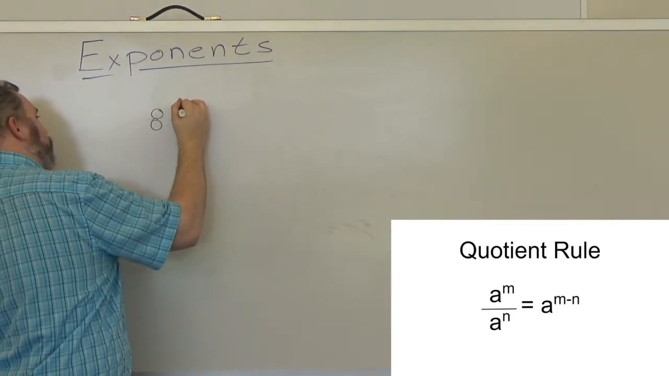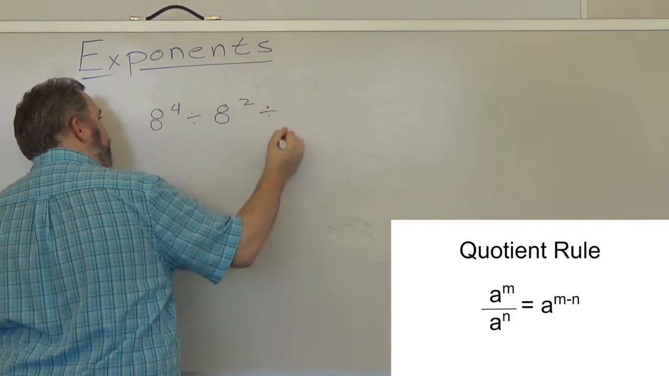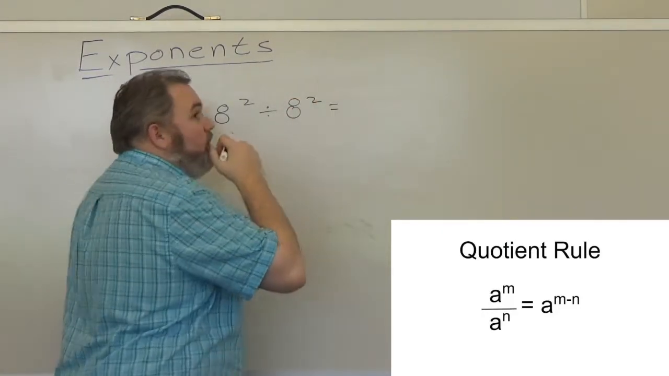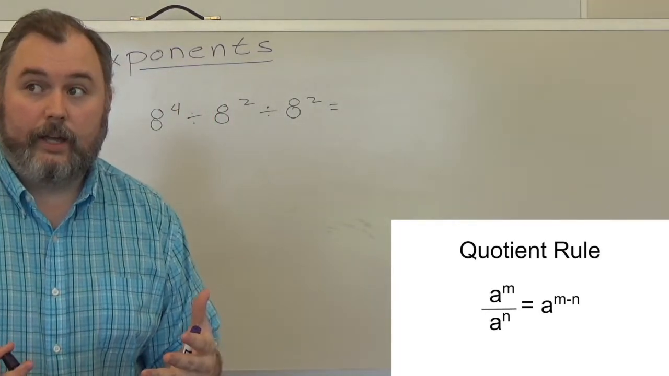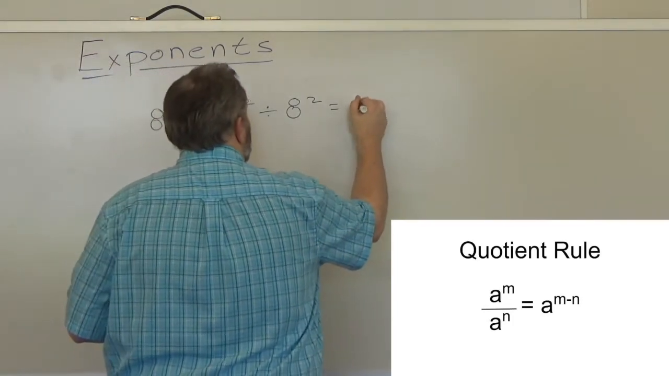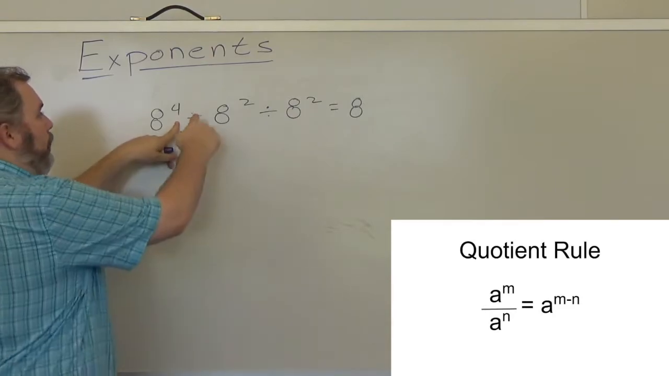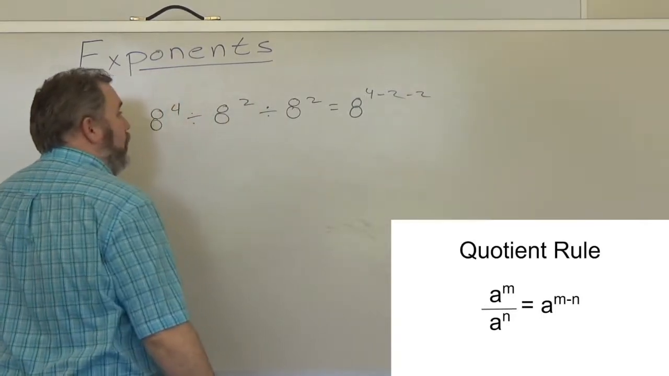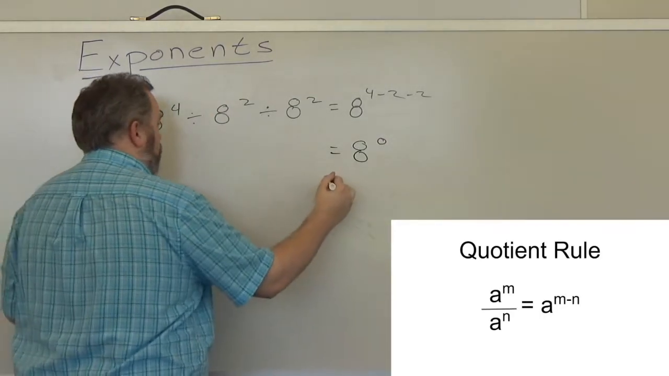Let's do 8 to the 4th, divided by 8 to the 2nd, divided by, oh no, we're throwing 3 in there, 8 to the 2nd. Just because I have 3 operations happening here doesn't change anything. What do we notice? All of them have the same base, so it's 8. Well, what's my exponents? I have a 4 minus 2, because I'm dividing, minus the other 2, because I'm dividing. And when I get that, I'm going to get 8 to the 0. So ultimately, this is equal to 1.